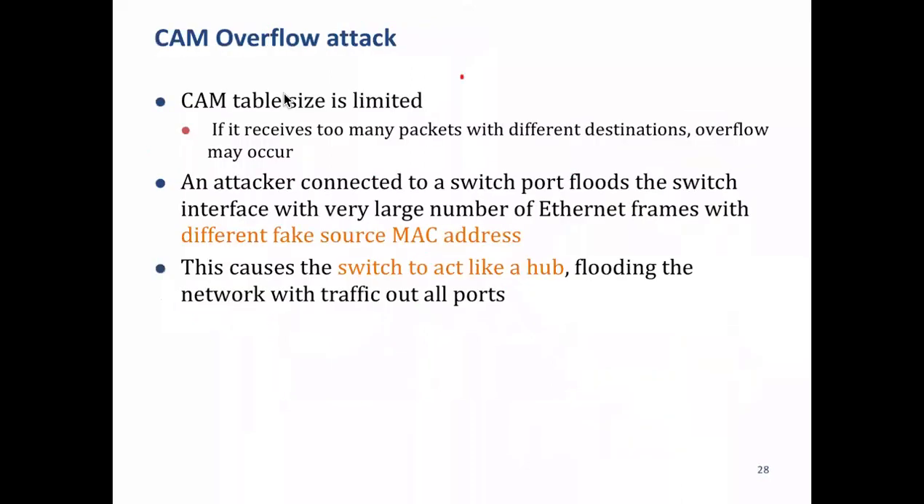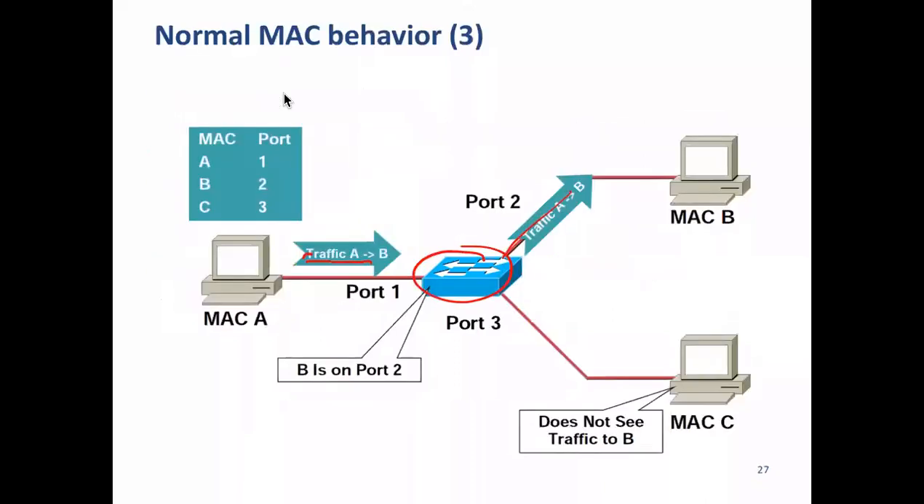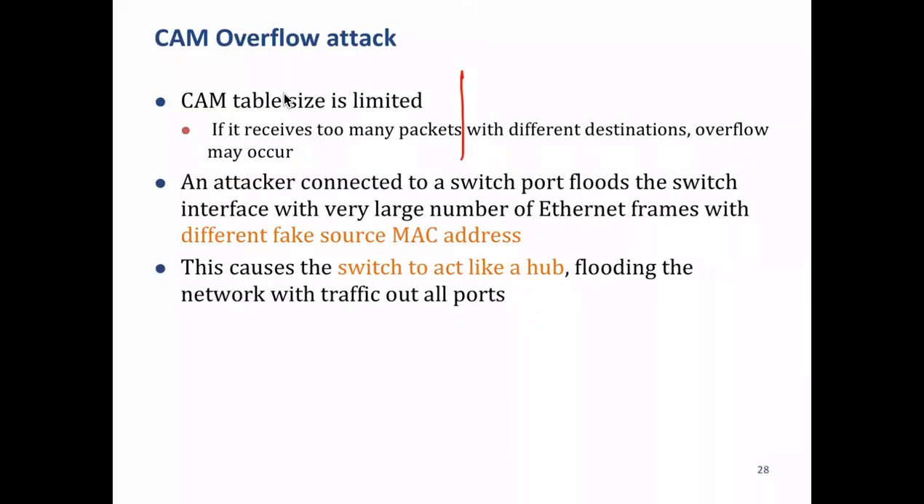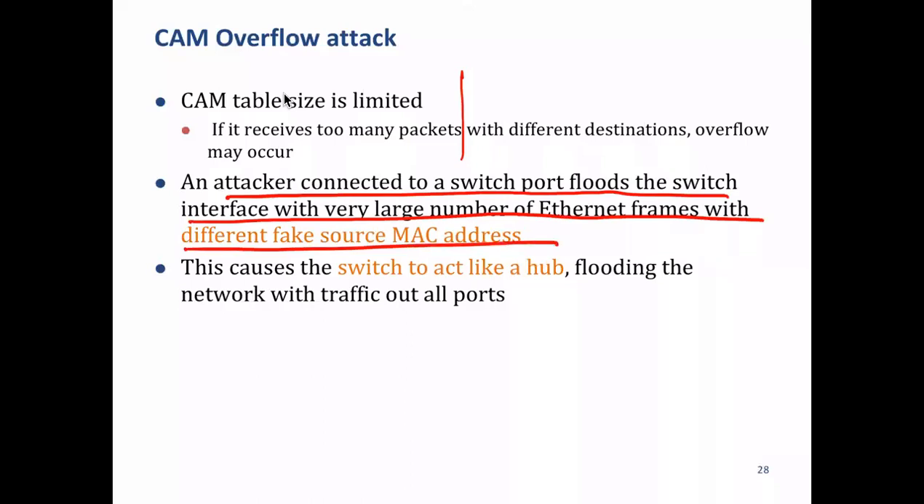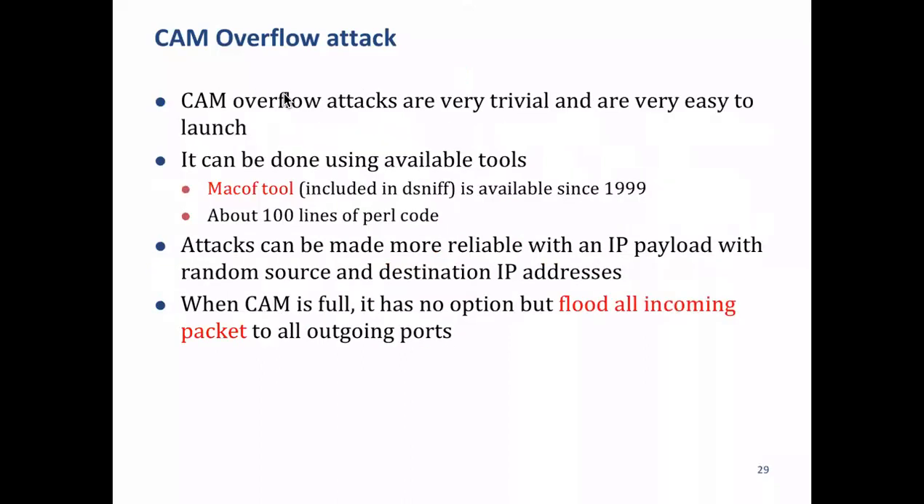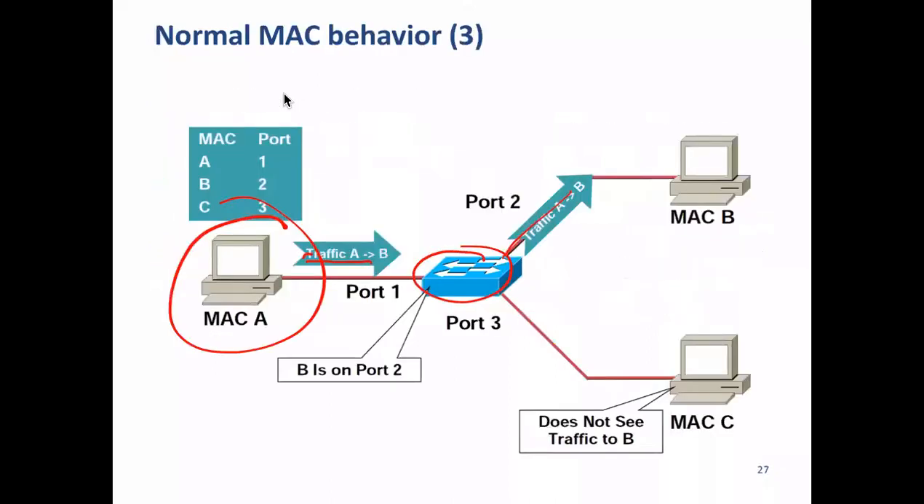Now the CAM size is fixed. If this guy is naughty, it can create different MAC addresses, because a MAC address can be changed. So an attacker connected to a switch port will flood the switch with a very large number of Ethernet frames with fake MAC addresses. So now what will happen? Fake source addresses, right? It will cause the switch to flood the network on all ports. So it will create different MAC addresses.